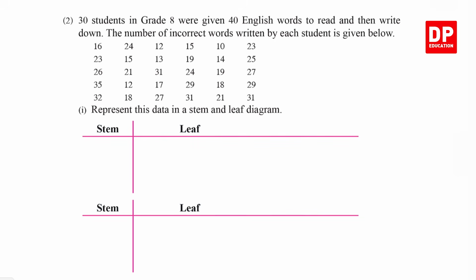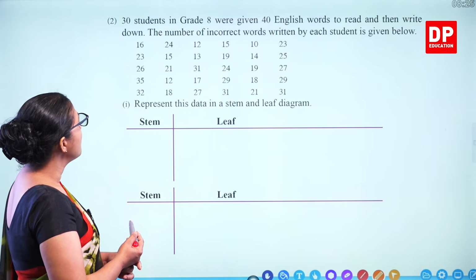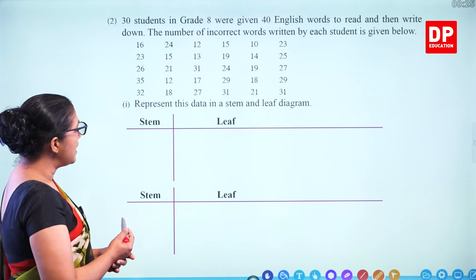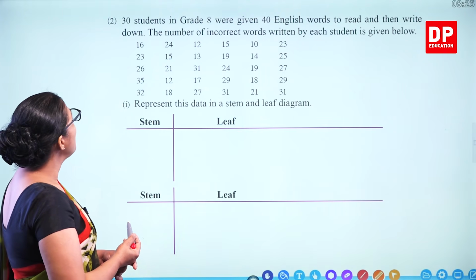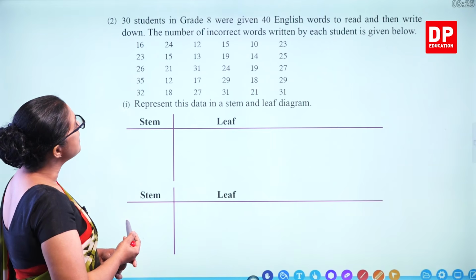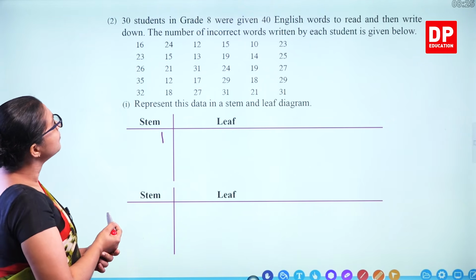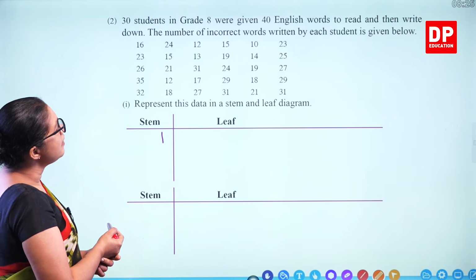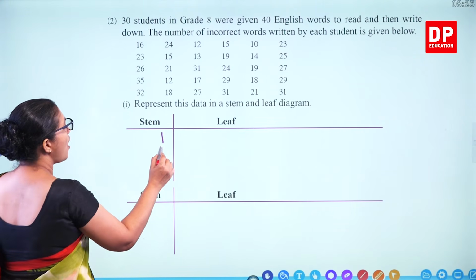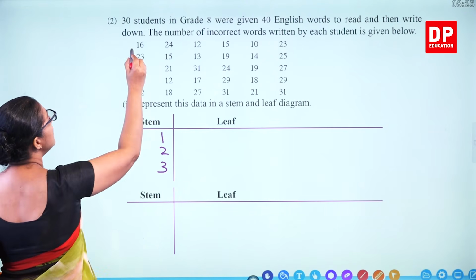30 students in grade 8 were given 40 English words to read and then write down. The number of incorrect words written by each student is given below. Represent this data in a stem and leaf diagram. So when you take the stem, what's the lowest? 1 is there. 1 is the lowest. Highest value? 3 there. 3 is the highest. So 1, 2, 3. Now mark the leaf values.